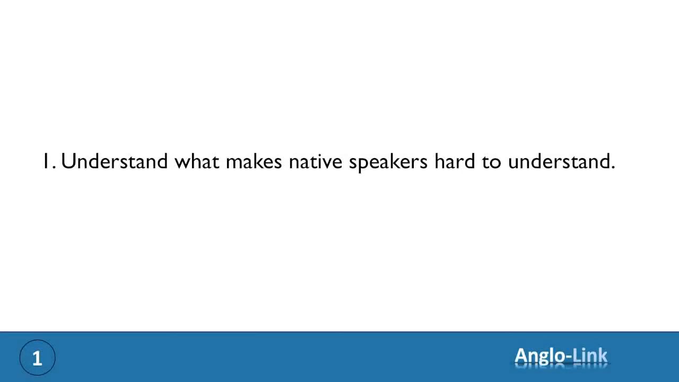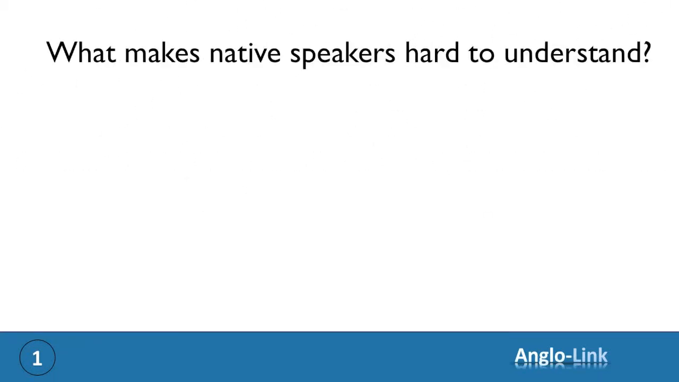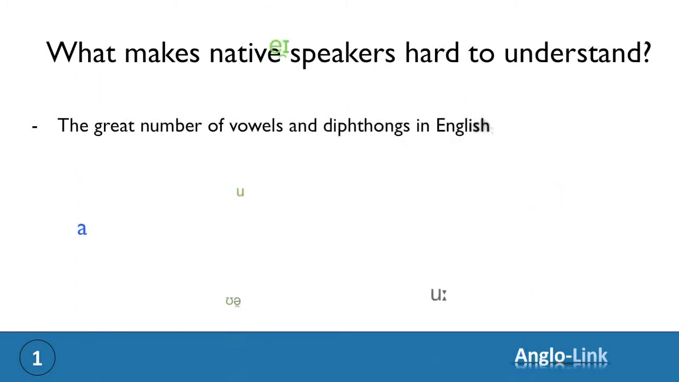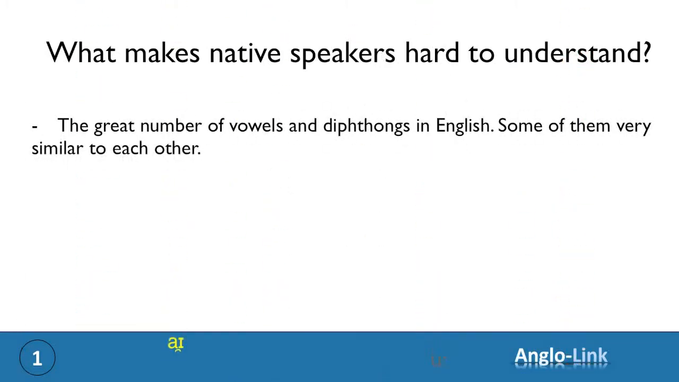Okay, let's start with understanding what makes native speakers hard to understand. There are 2 main reasons for this. The first one is the great number of vowels and diphthongs in English, and some of these are very similar to each other. There are many words where the consonants are exactly the same, and by changing the vowel sound, the meaning changes. And when these vowel sounds are very similar, and especially if one or the other doesn't exist in your own language, this can make it quite a challenge to understand a native speaker.